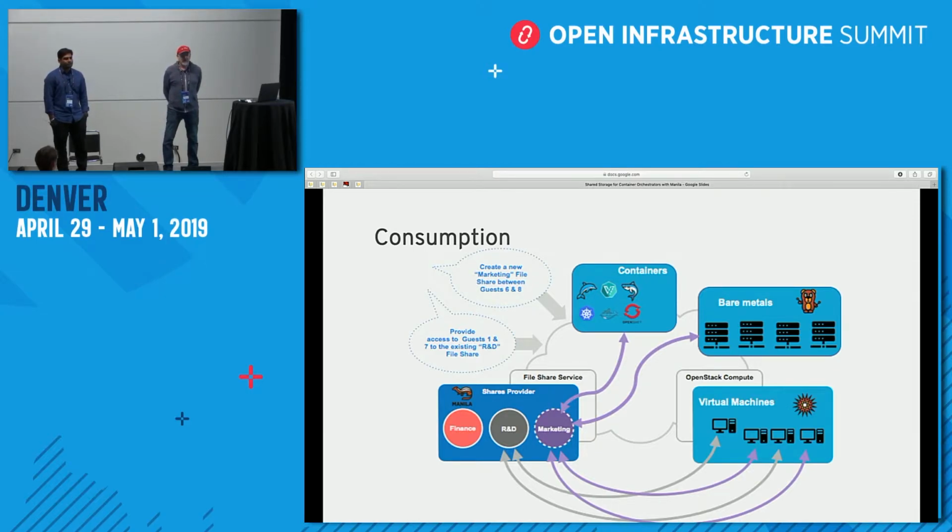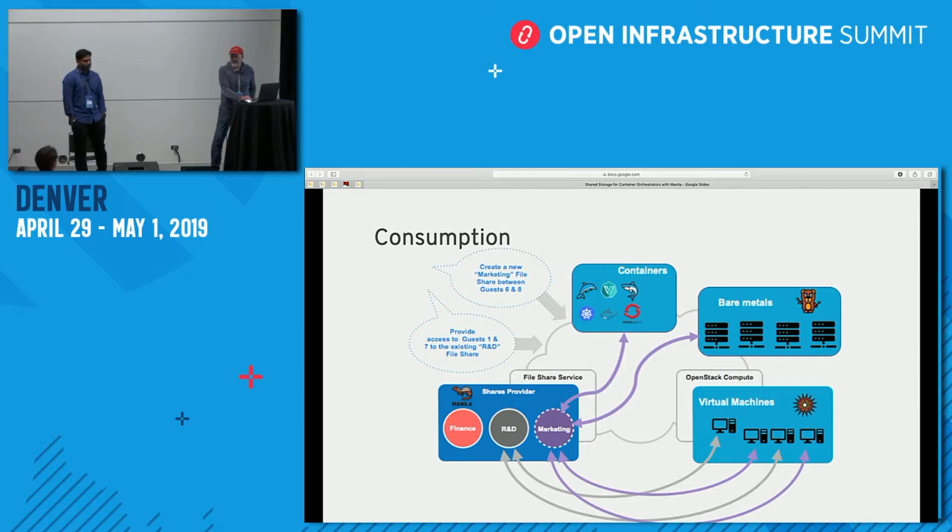But as we've drawn this picture here, the point is that Manila serves up storage over a network rather than through a hypervisor. We are not tightly coupled to Nova. We can serve file shares to Nova. We can also serve them to bare metal machines. We can serve it to containers. And in this case, we're interested in talking about serving them to containers orchestrated by Kubernetes or Apache Mesos, Docker Swarm, et cetera.